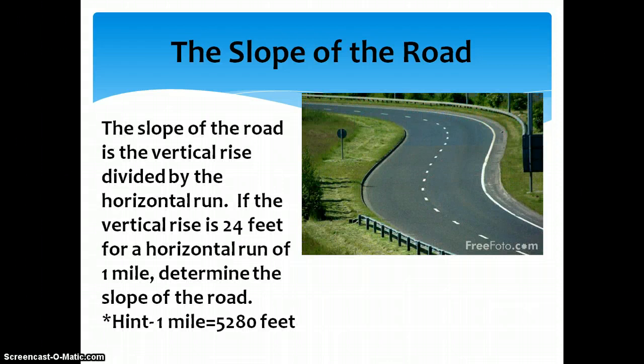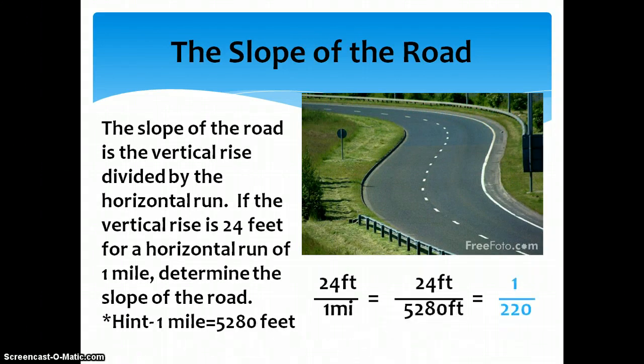Finally, we've all driven up and down a hill in the car with our parents. Wouldn't it be cool to know that you can figure out the slope that you had to drive up to the top? Use this example to find the slope of the road and keep this in mind the next time you go for a ride in the car. First, the slope of the road is the vertical rise divided by horizontal run. If the vertical rise is 24 feet for a horizontal run of 1 mile, what is the slope of the road?